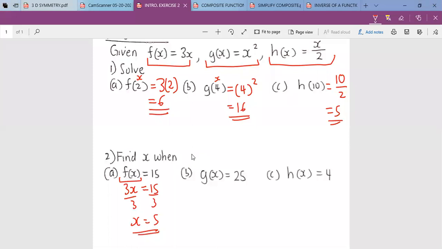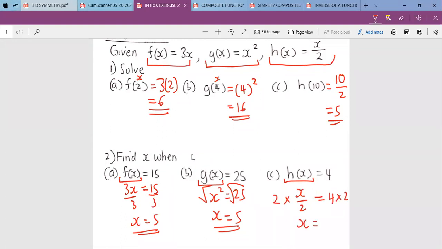I go to question B. g(x) is equal to 25. All right. So I have to substitute g(x), and g(x) is x squared. So I keep x squared is equal to 25. So in order to get x, I do square root, and my x will be 5. C, h(x) is equal to 4. So I need to substitute h(x) with its function, and the function for h(x) is x over 2 is equal to 4. So I multiply by 2, and my x will be 8.